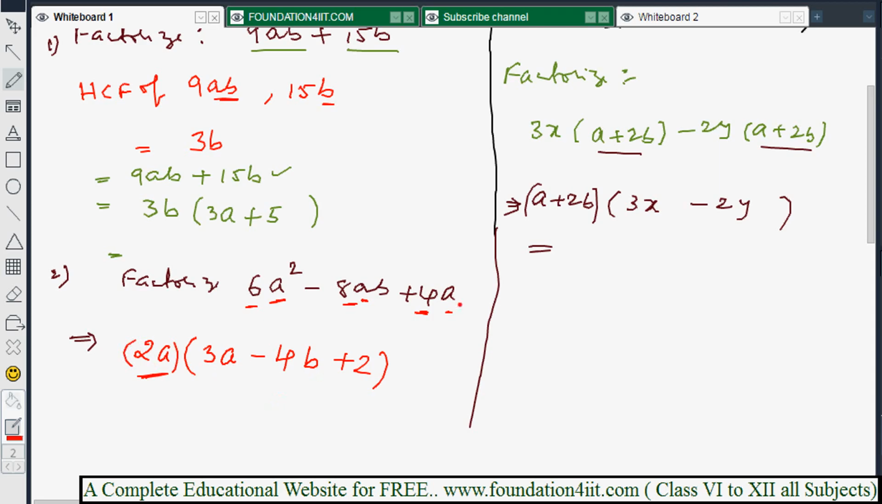So this is one. Let's see one question for the second method also, where the common polynomial is a common multiplier. When the polynomial is a common multiplier of each term, we can do it this way. If you see the question, 3x.